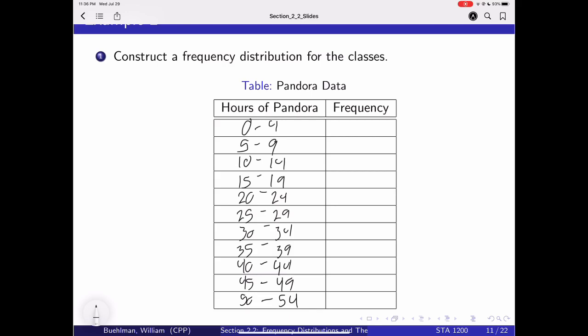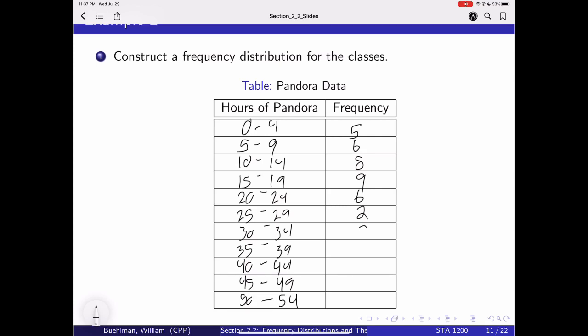So if we count the number of hours between 0 and 4, that happened 5 times. 5 to 9 happened 6 times. 10 to 14, 8 times. 15 to 19 was 9 times. 20 to 24 was 6 times. 25 to 29 was 2 times.